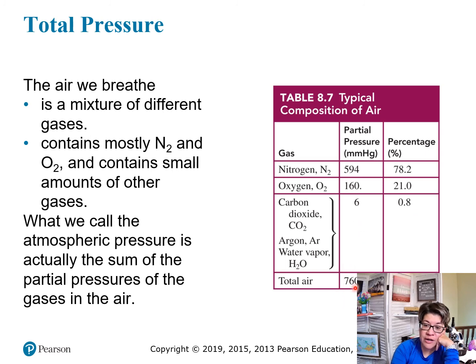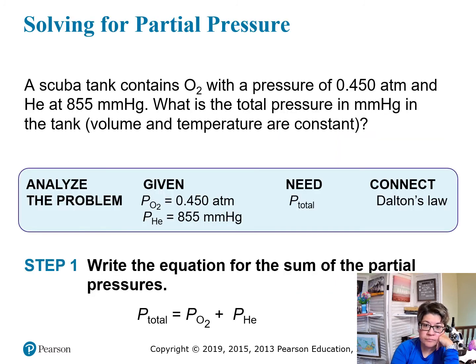So in air, if our air is at 760 millimeters of mercury, which is 1 atmosphere, then our partial pressures of these gases are going to be split up accordingly. So let's think about if we had a scuba tank. Scuba tank has oxygen, and it's at a pressure of 0.45 atmospheres, and it has helium at 855 millimeters of mercury. Darn it, we have two different units for pressure. And it wants to know what is the total pressure for those two. So we do need to add these two. Unfortunately, they're in different units, so we have to fix that.